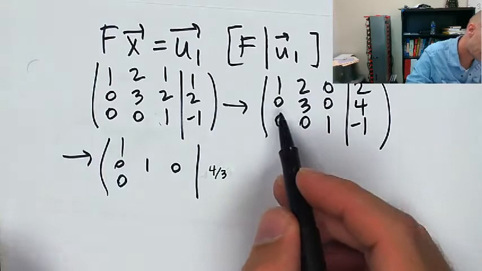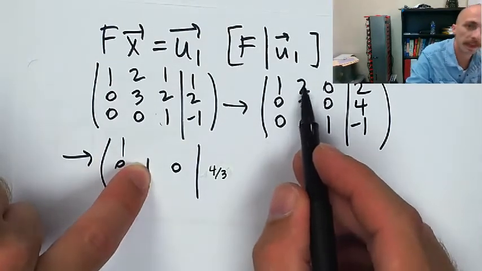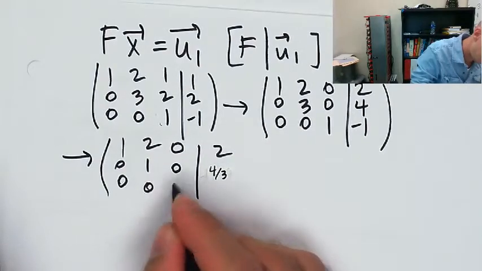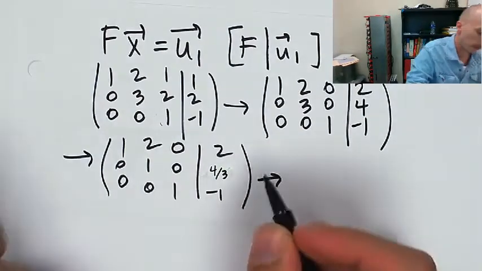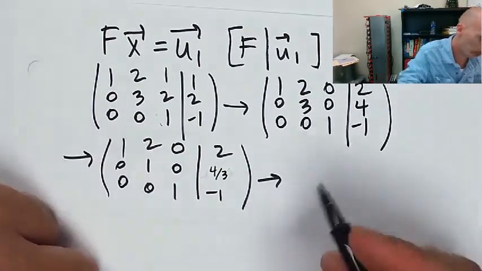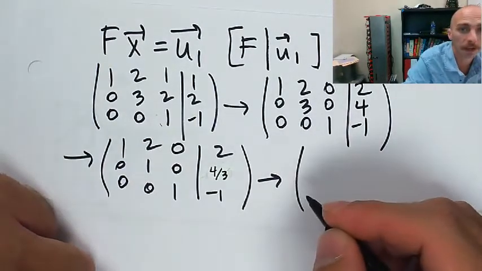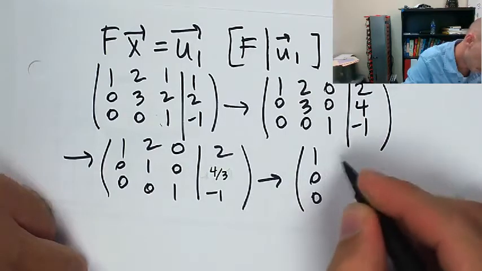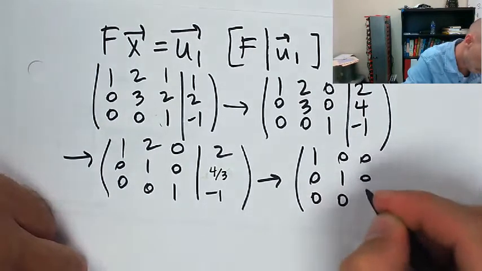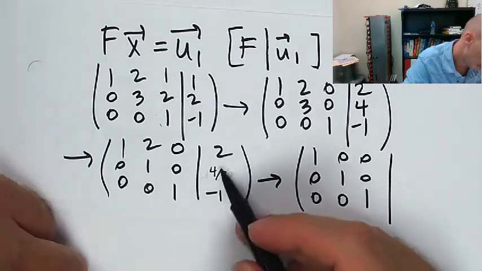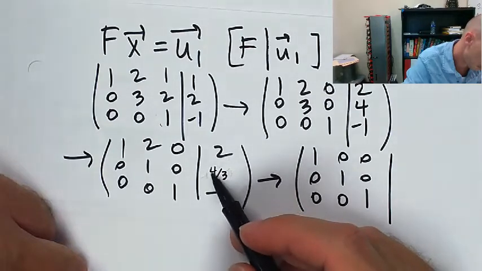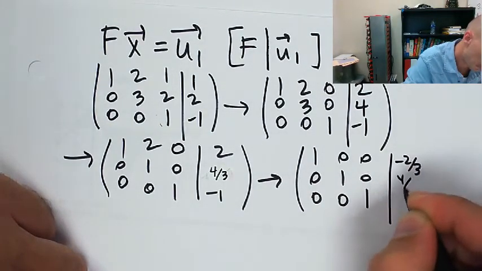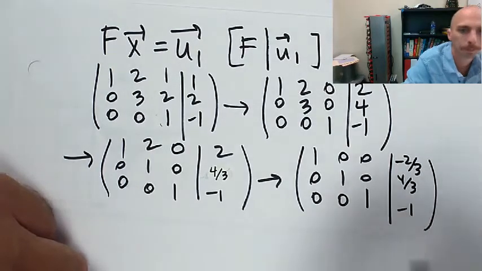Now I'm going to subtract 2 of these from this. Actually, I'll just copy it so I don't leave anybody confused. Now I'm going to subtract 2 of row 2 from row 1. So it's going to be 2 minus 8/3, which I think is going to be negative 2/3. So I'm subtracting 8/3 from 2. 2 is 6/3 minus 8/3 is negative 2/3, 4/3, and negative 1.